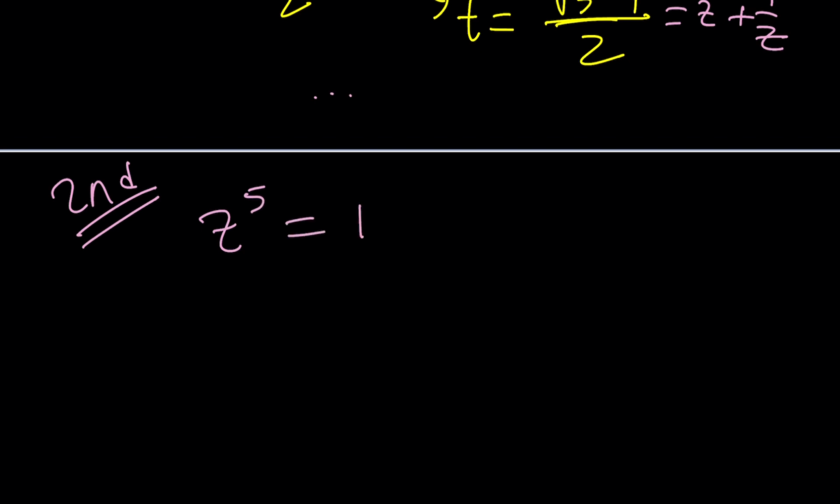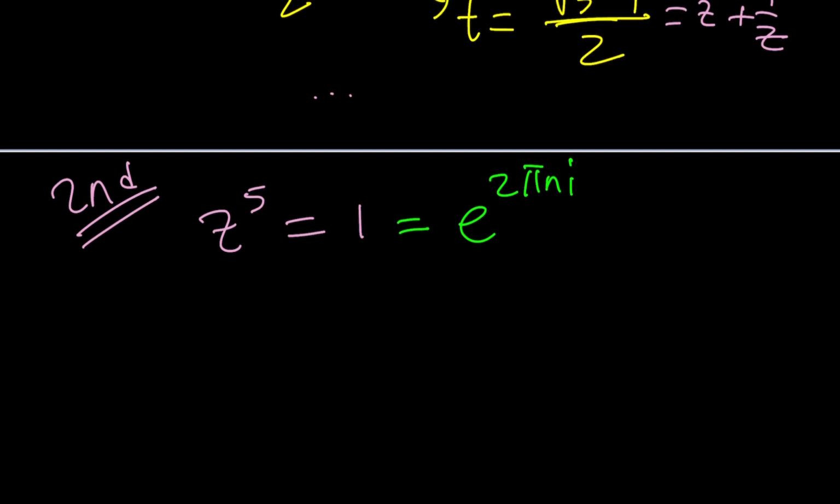z to the fifth equals 1 is a very special equation, because you're looking at, ready? The fifth roots of unity. What is that supposed to mean? Check out my lecture videos if you're new to complex numbers. But this is what I mean. 1 can be written as e to the power 2 pi n i in the complex world. That is the complexification of 1.